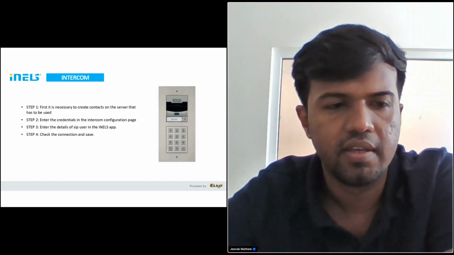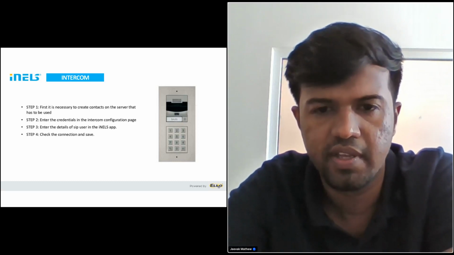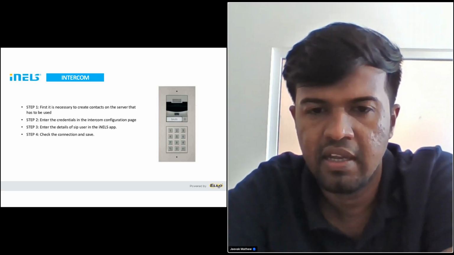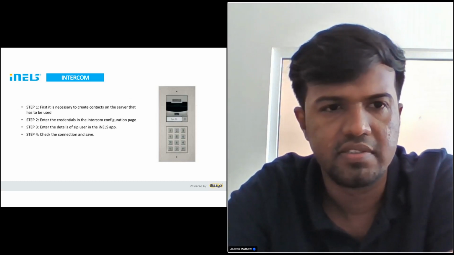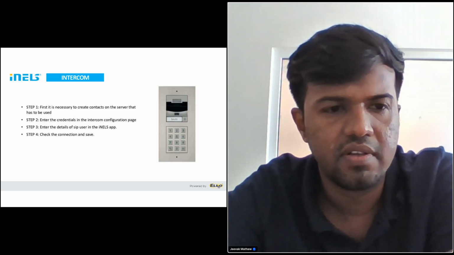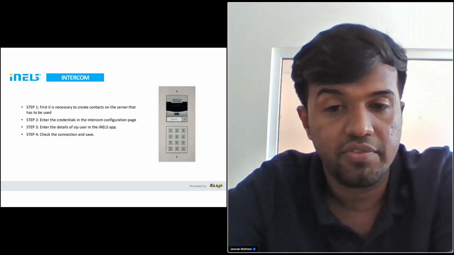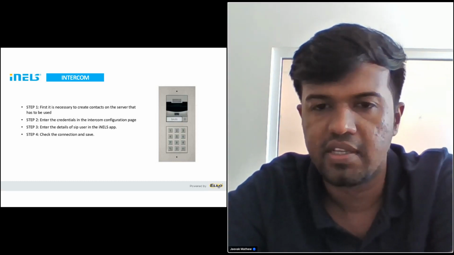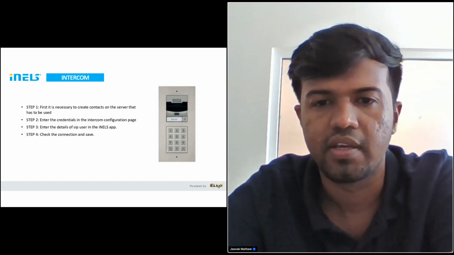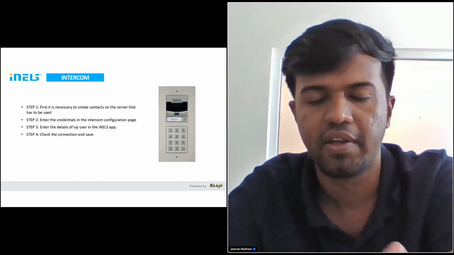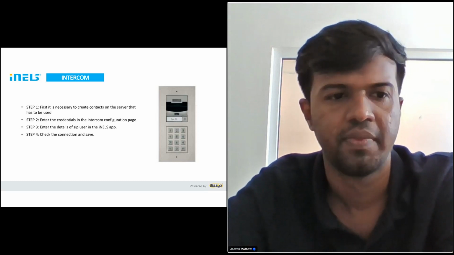Okay, and adding this intercom is also very simple. There are only four main steps which you need to follow, and that is a very basic step. So the first one is you have to create a SIP server. So that is prime important. In the SIP server, you have to create contacts. One contact for the intercom and one contact for the mobile application. That is the prime necessary step you have to do.